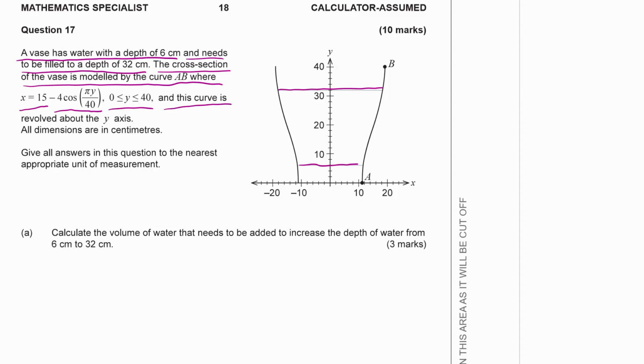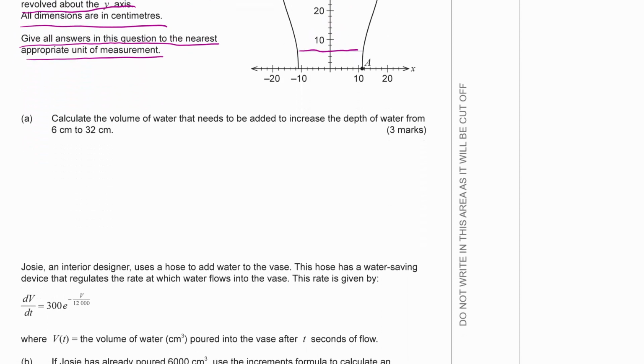This curve is revolved about the y-axis. All dimensions are in centimeters. Give all answers in this question to the nearest appropriate unit of measurement. Calculate the volume of water that needs to be added to increase the depth of water from 6 centimeters to 32 centimeters. In other words, we need the volume of this section.